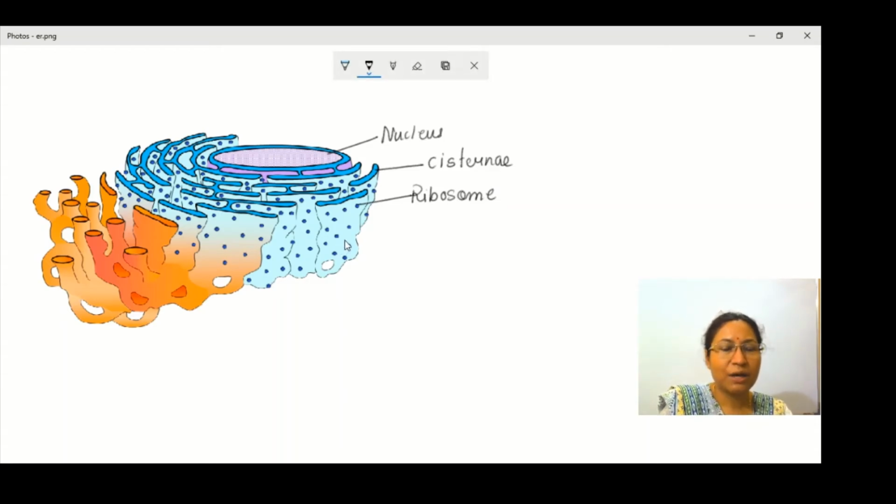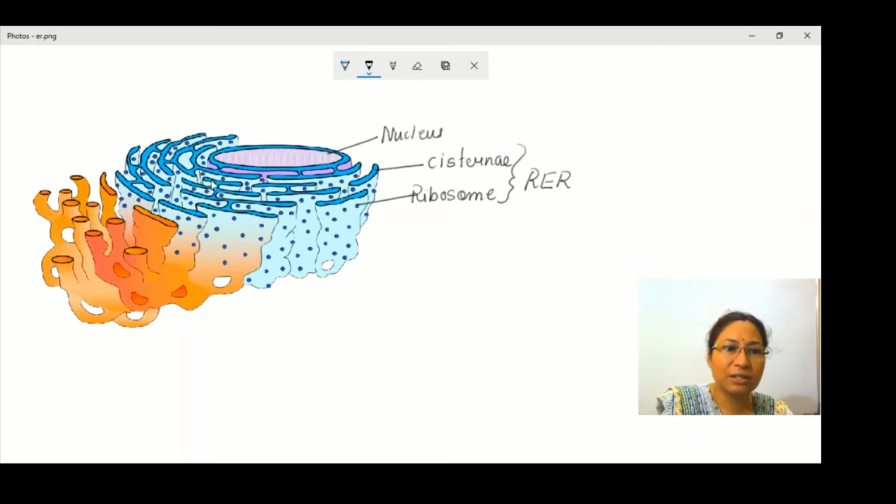cisternae here. Now you can see that this kind of cisternae-like structure is also present in yellow color on this side, after the blue-colored ones. Now, is there any difference between both of them? Yes, there is some difference. The blue-colored cisternae, the stack of cisternae carrying the ribosomes, come under the rough endoplasmic reticulum. They are called rough endoplasmic reticulum because of the presence of ribosomes, which give it the appearance of rough nature.